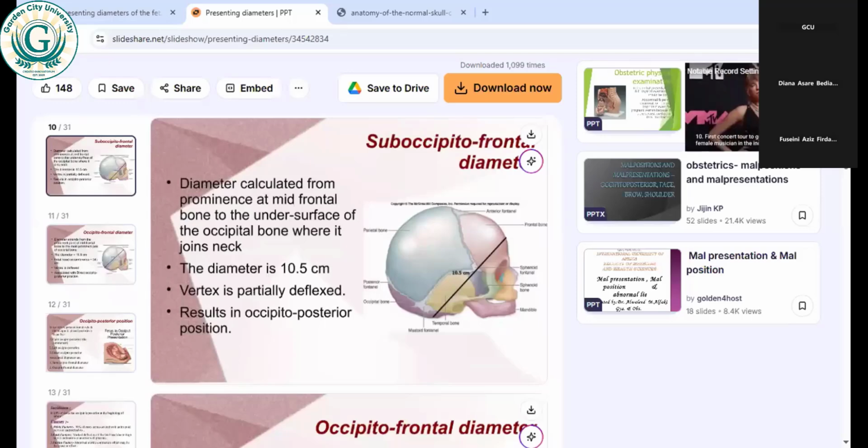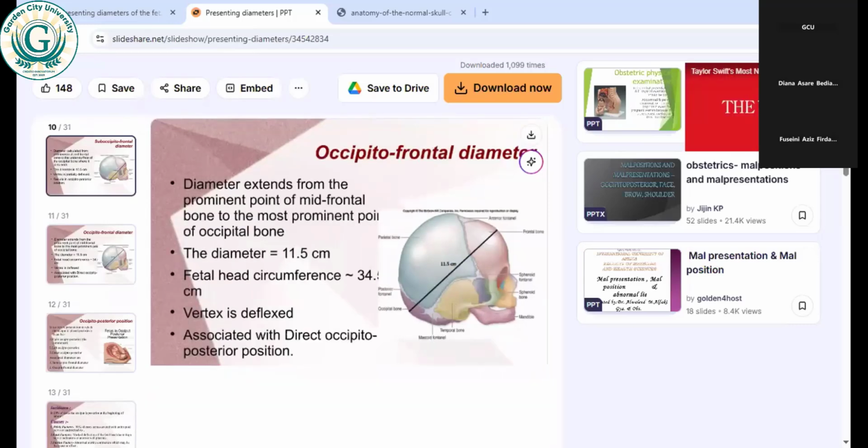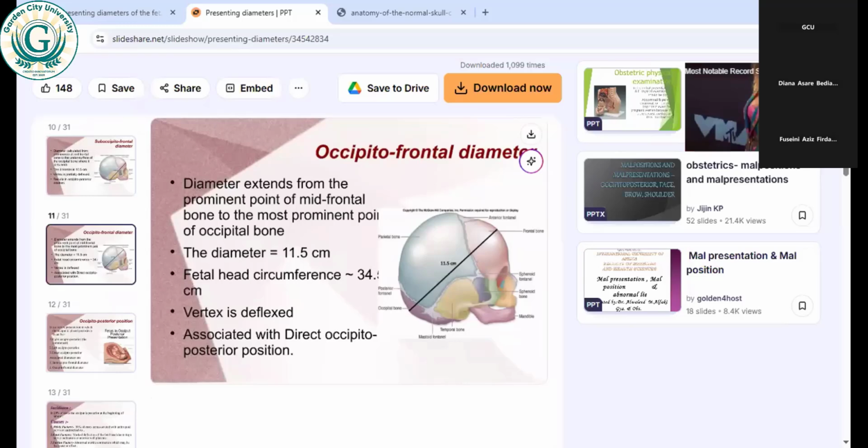For the cervix, the presenting diameters are the suboccipitobregmatic and the biparietal diameters. And with the vaginal orifice, it is the suboccipitofrontal. When the head is deflexed, the presenting diameters are the occipitofrontal, which is 11.5, and the biparietal.